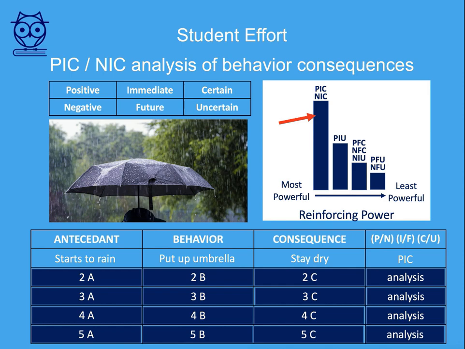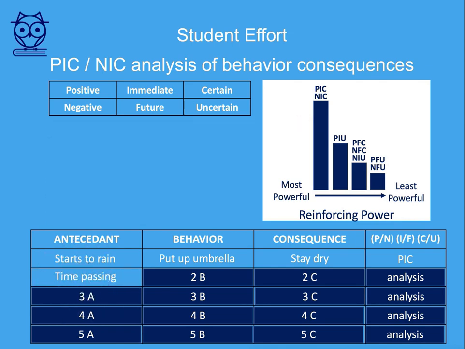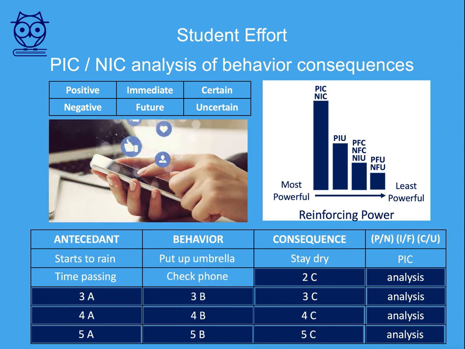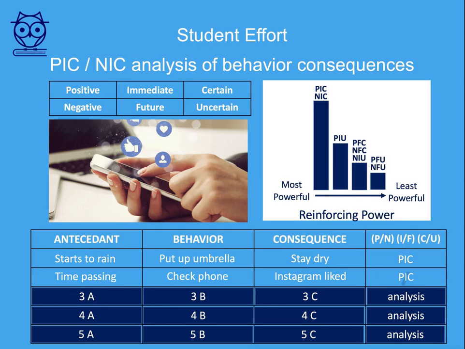For example 2, the antecedent that triggers the behavior is the amount of time that has passed since a person last checked their Instagram social media. The behavior is checking Instagram. The consequence of the behavior is finding out if any new likes have occurred. Analysis of consequence. The person finds new likes, which is positive. The consequence occurs immediately, and the consequence is certain to occur. So this example is a PIC. The behavior of checking Instagram is strongly reinforced.